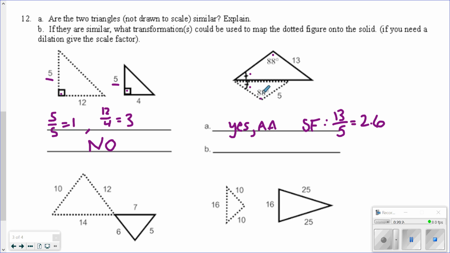So how do I get this triangle onto this triangle? Well, you'd have a dilation, and I'll just put 2.6. And then after this triangle gets larger, it's going to flip, which is a reflection.